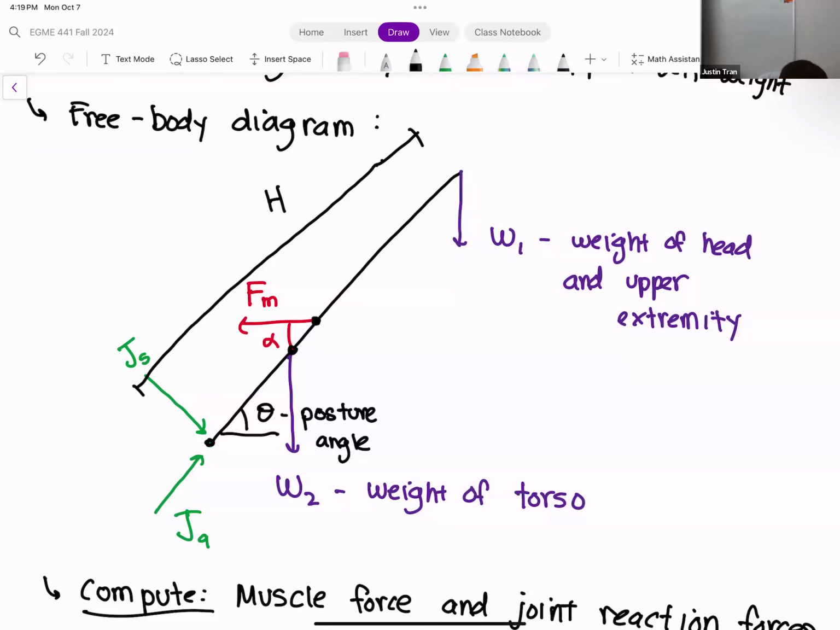Okay. And so let me define this as point A at the bottom. Where W2 is acting, we'll call that point B. And then where the muscle force acts, we'll call that point C, okay? And so the distance between A and B, we'll say the distance between A and B is 0.15 H. Okay. The distance between A and C along the spine is 0.2 H.